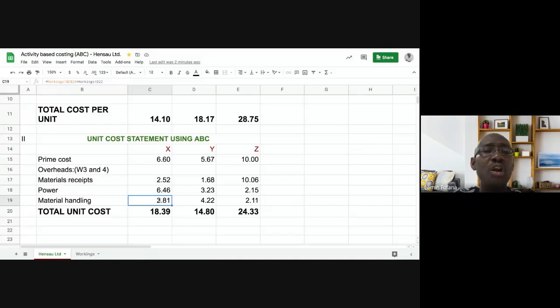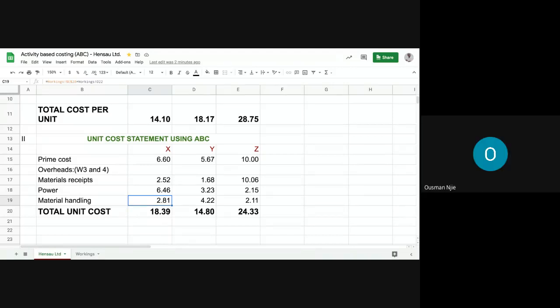In exam, you work according to what the examiner requires you to do. You could be asked a question to calculate the total cost of production for the products. Then in that case, you'll have to be multiplying it. Or in that case, you could find all your unit costs and then you multiply by the total unit for each of them. Okay, but this time around, you've been asked to prepare a unit cost statement. Is that clear?